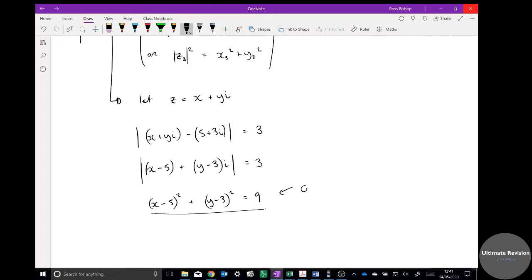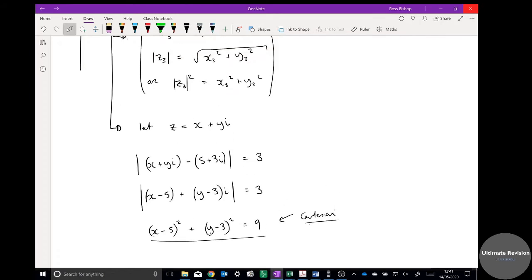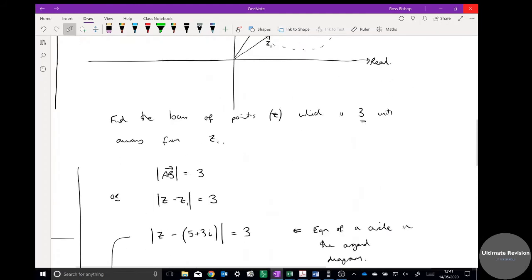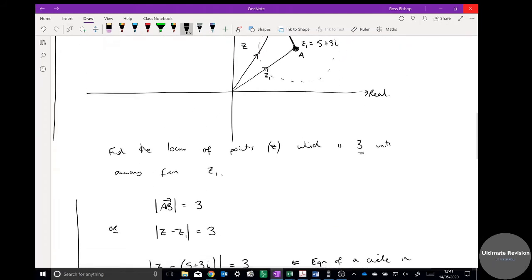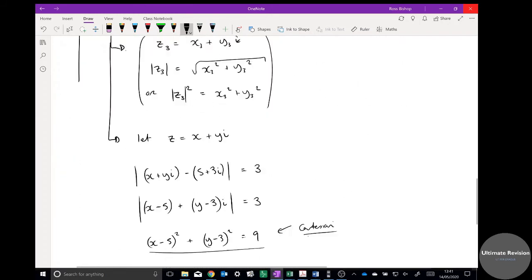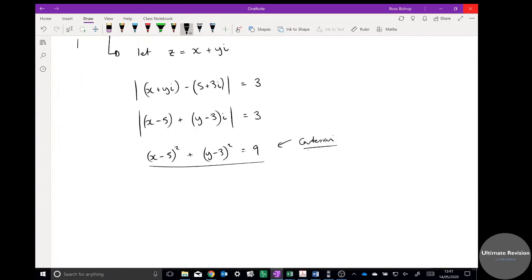And that is the Cartesian equation, which works, doesn't it? Because the centre's 5, 3 and the radius is 3, square root of 9, sorry. So that's how you flick between the complex form and the Cartesian. We'll look at an example of that in a minute.